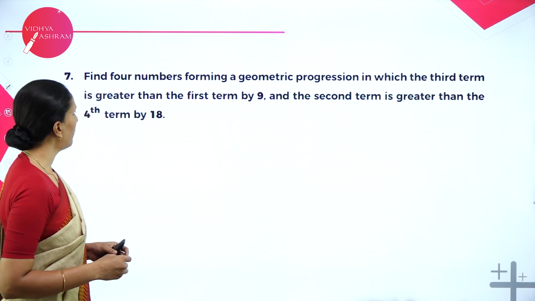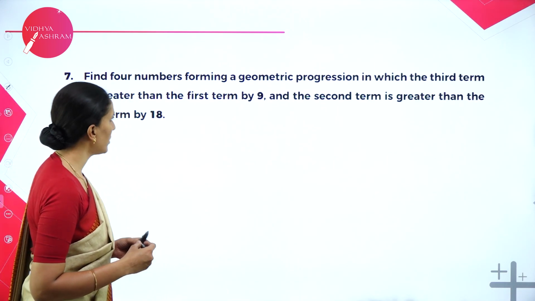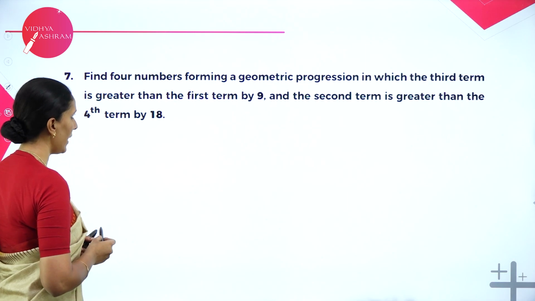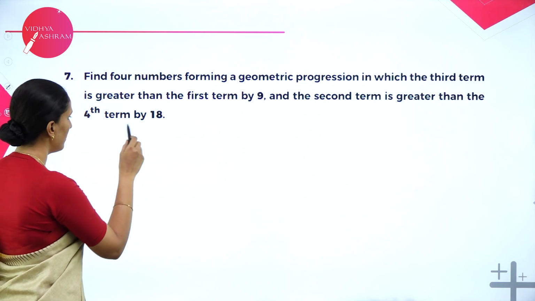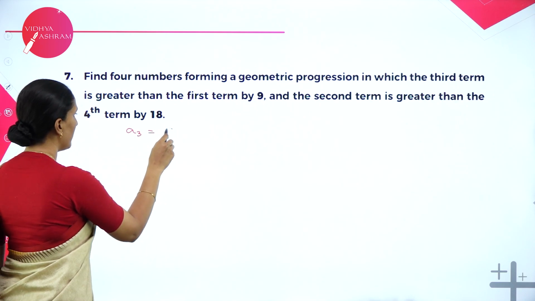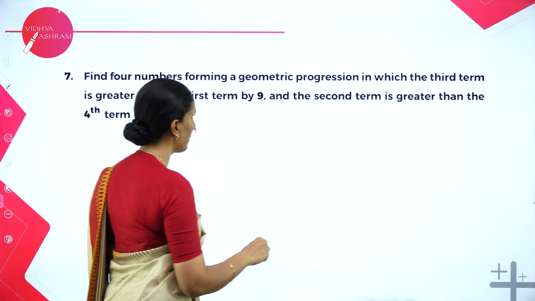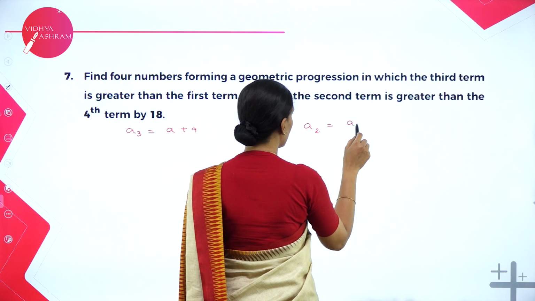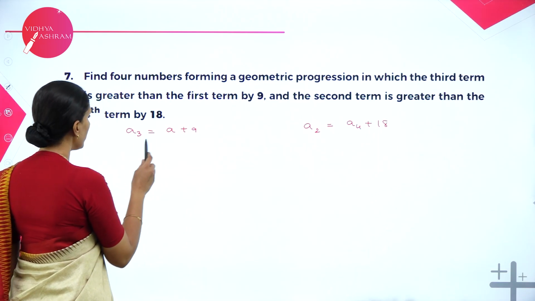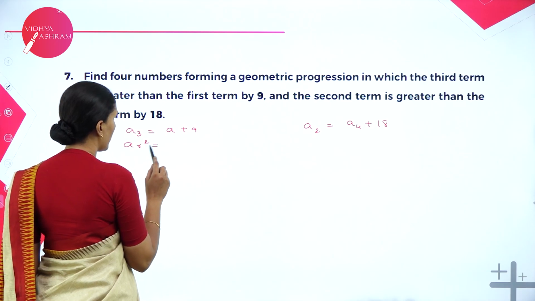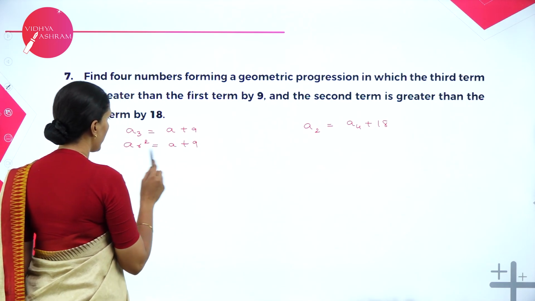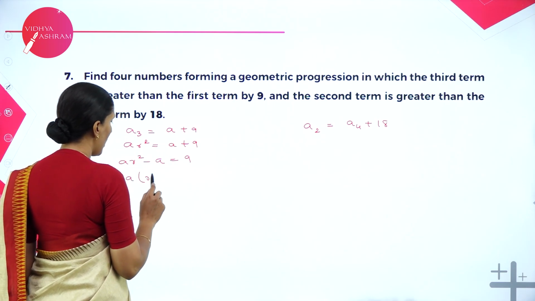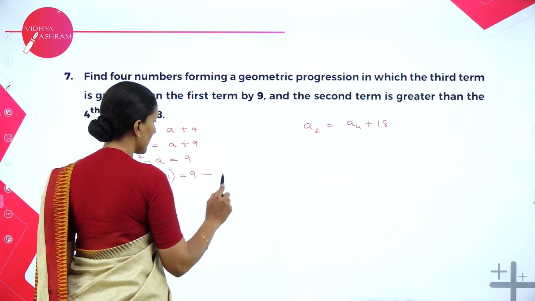Next one, find 4 numbers forming a geometric progression in which the third term is greater than the first term by 9 and the second term is greater than the fourth term by 18. So here the third term A3 is greater than the first term by 9. And next they have given the second term is greater than the fourth term by 18. Now if we solve this, AR square is equal to A plus 9, or AR square minus A is equal to 9, or A into R square minus 1 is equal to 9. Let's take this as equation 1.